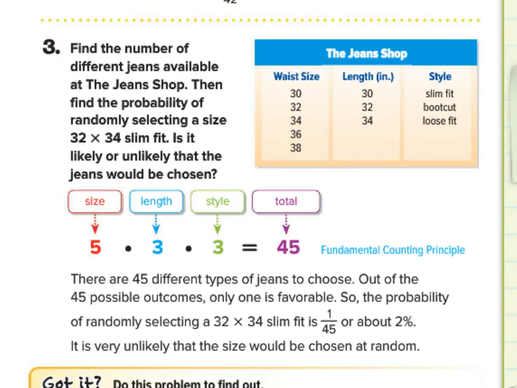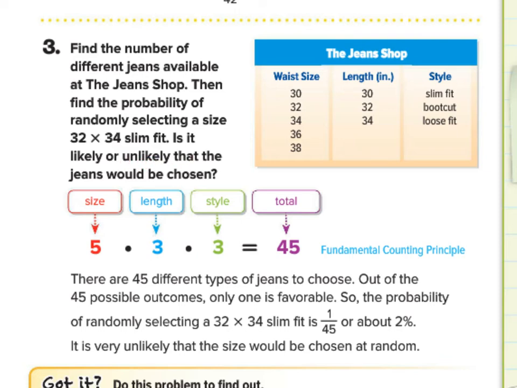Let's look at another similar example. Find the number of different jeans available at the jeans shop, then find the probability of randomly selecting a size 32 by 34 slim fit. Is it likely or unlikely that the jeans would be chosen? Okay, we're going to identify if it's likely. Remember, likely has to be more than 50%. Unlikely, less than 50%.